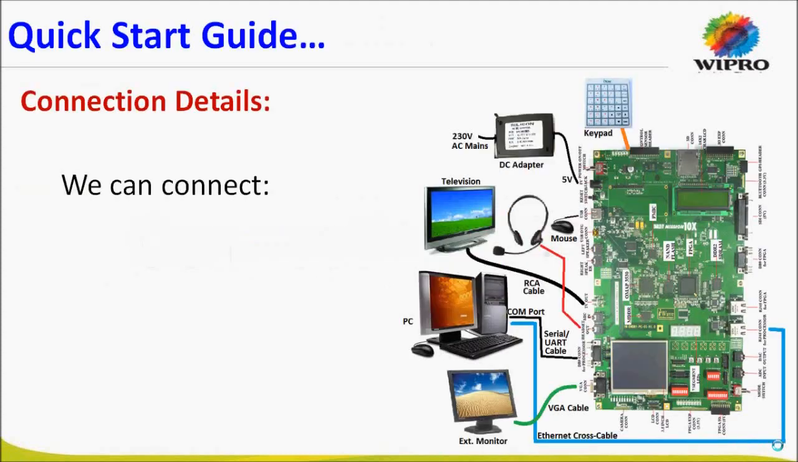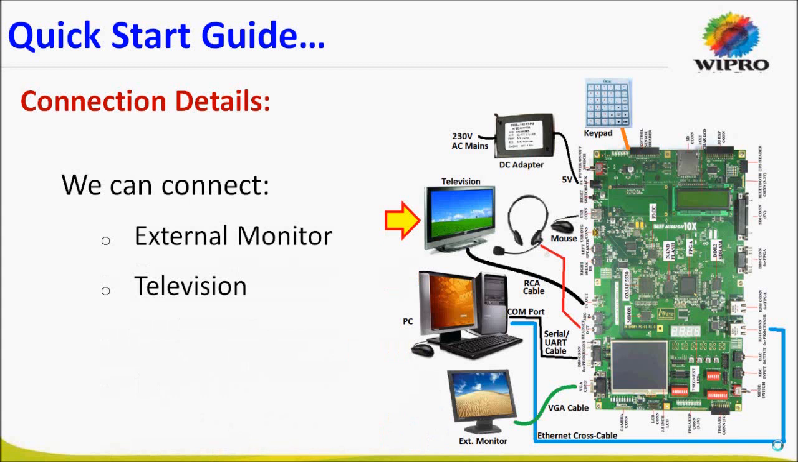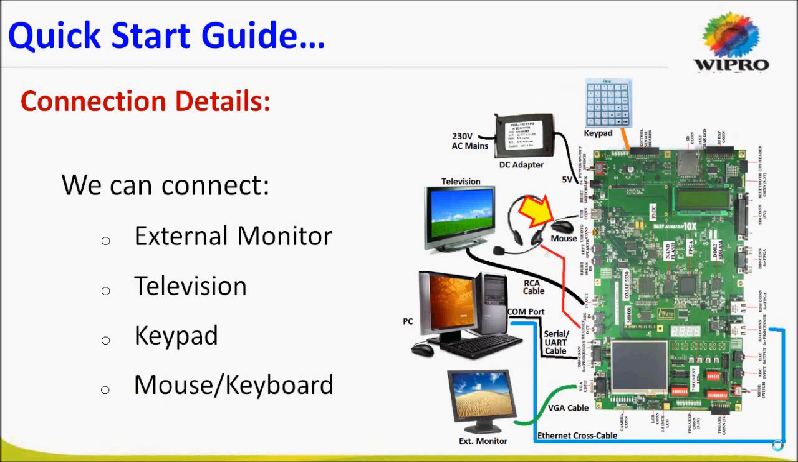As depicted in this screen, apart from a PC, we can connect the following modules or devices with the ULK-1 kit: external monitor, a television, keypad for ARM processor, USB devices like mouse and keyboard. To connect multiple USB devices simultaneously, we would require a USB hub. We can also connect audio devices like headphone with mic and speakers with the ULK-1.